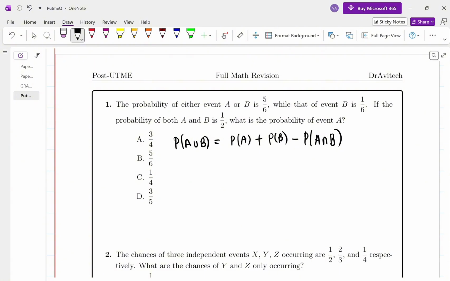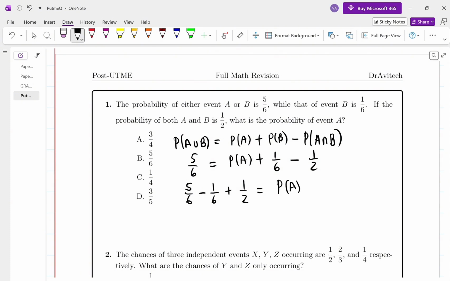We have it that A union B, which is A or B, is 5/6. So 5/6 is equal to the probability of A, which is what we're looking for, plus the probability of B, which is 1/6, minus the probability of A and B, which is 1/2. Now I could move everything to the other side. So this is 5/6 minus 1/6 plus 1/2 equal to the probability of A. What I've just done is move everything to the other side, apart from the probability of A.